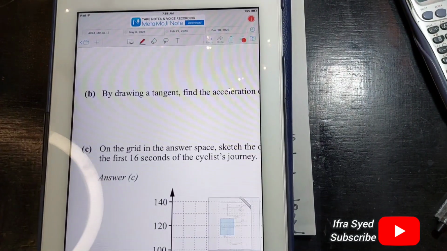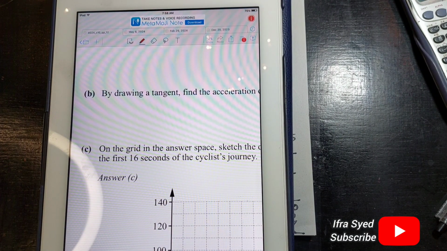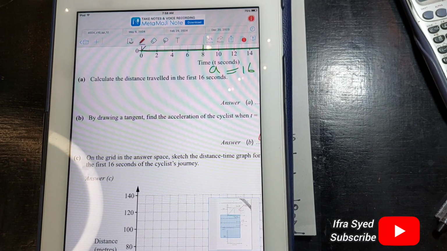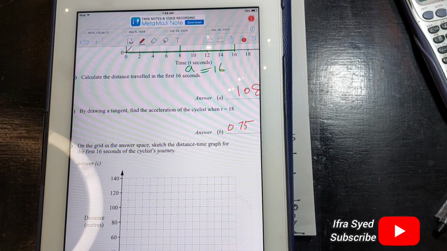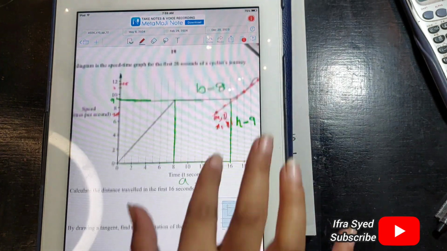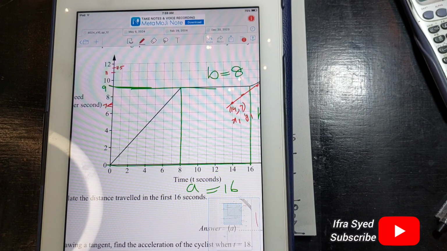The next part is C part, and in C part it is written that on the grid in the answer space, sketch the distance time graph for the first 16 seconds of the cyclist journey. So we can easily draw a distance time graph by finding the distance of the first 8 seconds and the next 8 seconds using this graph. We place those distance points in the second graph, and we can easily find the distance time graph of the first 16 seconds.